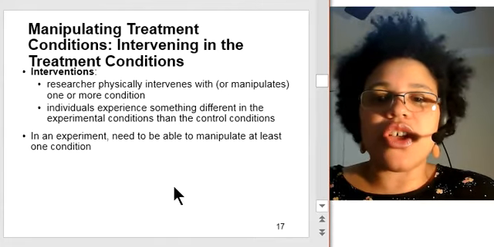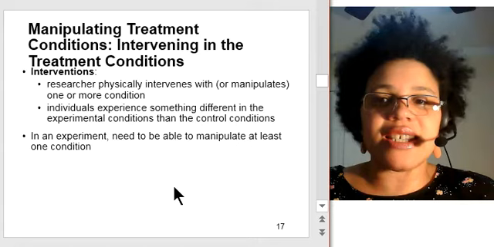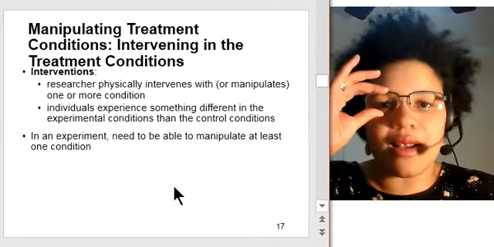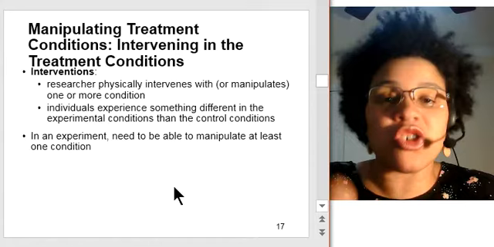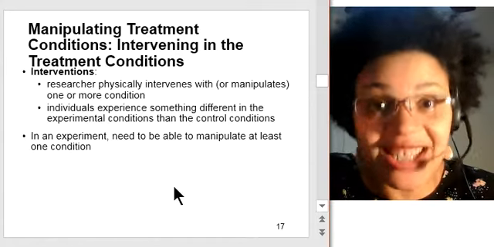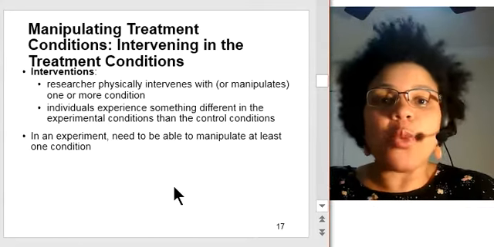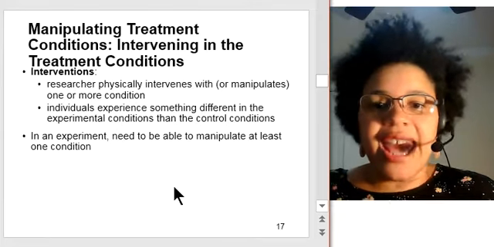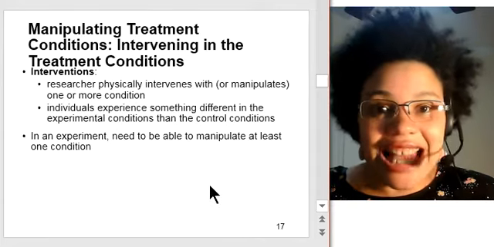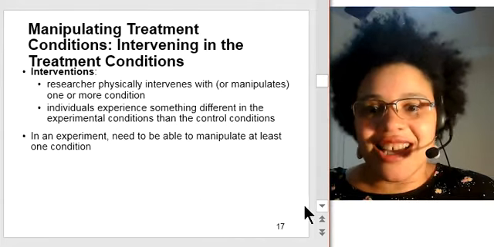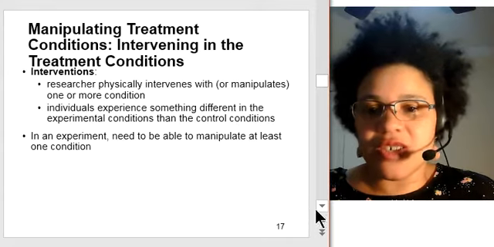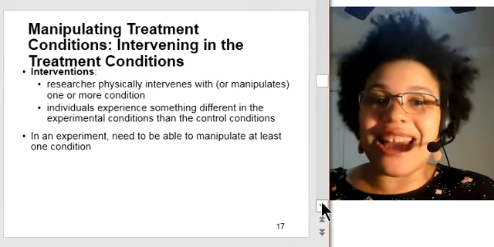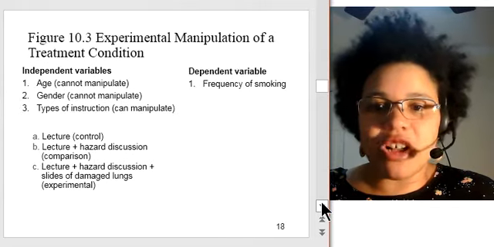So the intervention, this is where you're physically intervening with or manipulating one or more conditions. The researcher is doing something different to one group of people versus another group of people. And individuals experience that something different in the experimental condition versus the control condition. You need to be able to manipulate at least one thing for it to be called an experiment.